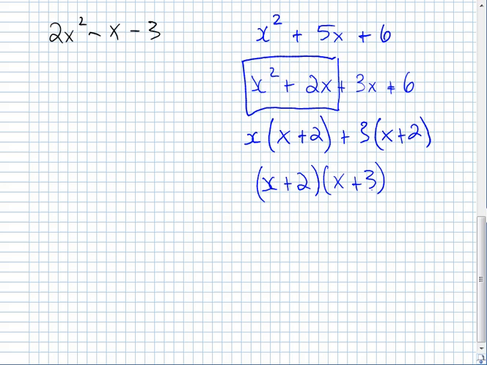Way more work than you need to do for this type of problem. However, this same method is going to allow us to find the factors for the problem we have here on the left, the 2x squared minus x minus 3.